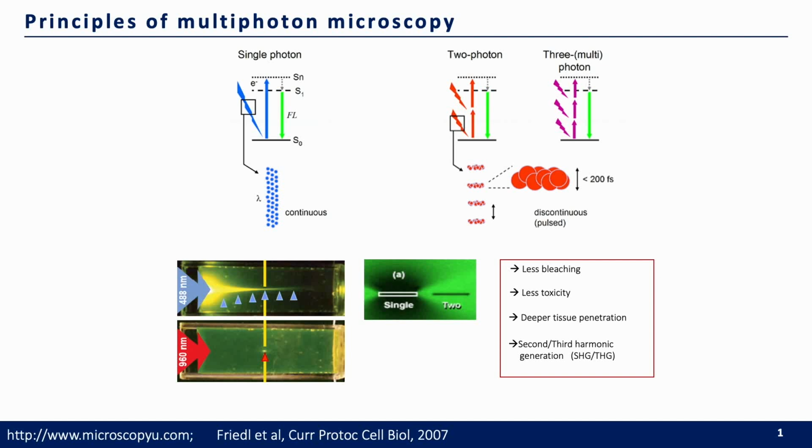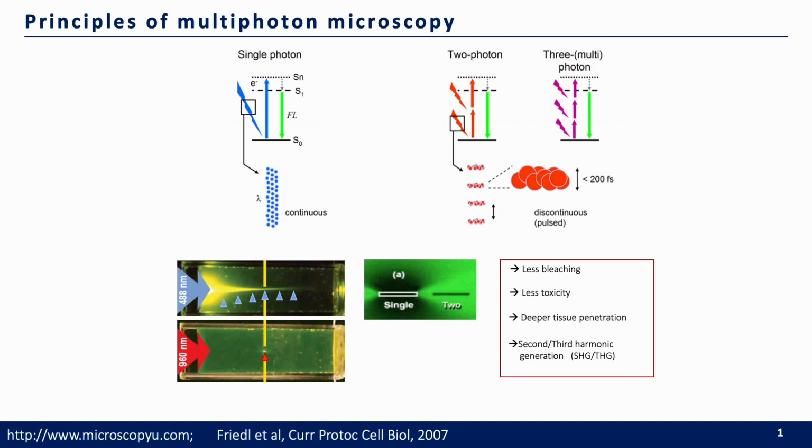The good thing here is that the density of the photons dramatically decreases above and below the focal plane, so no out-of-focus background fluorescence is produced. As a consequence, a second advantage is that phototoxicity and photobleaching phenomena are much lower outside of the focal plane, and all this results in an overall deeper tissue penetration.